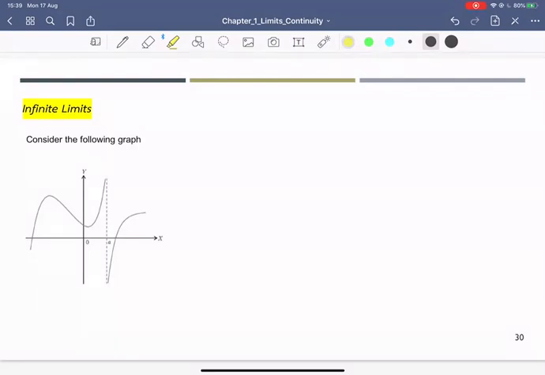All right, next we are going to do infinite limits. Consider the graph first. Again, infinite limits are not hard, but you need to know how to show your work, because if you don't show your work as we expect, you're not going to get full credit. So let's look at this graph first for infinite limits.